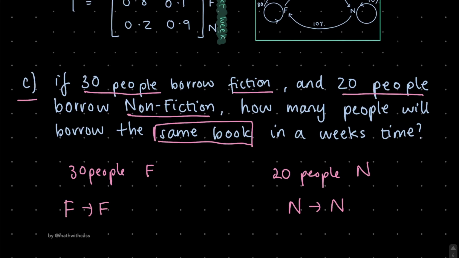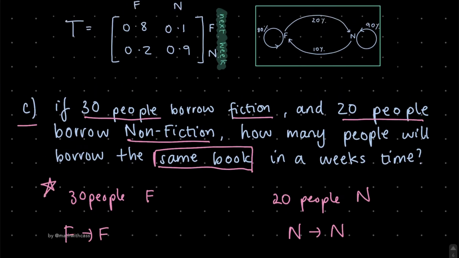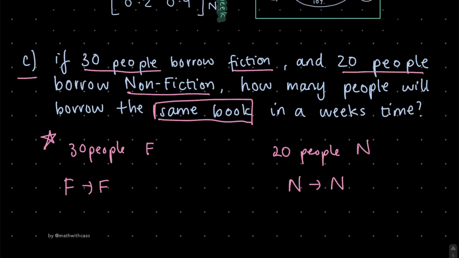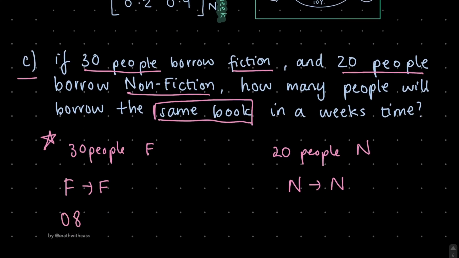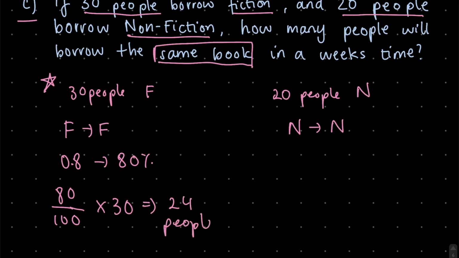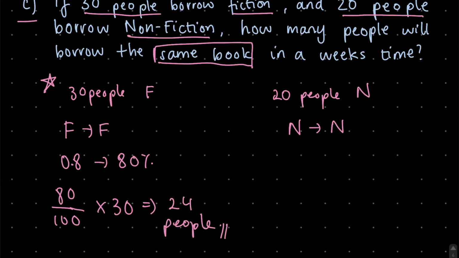So I'm going to focus on this one first, so fiction to fiction. So fiction to fiction is 0.8. So it's going to be 0.8, which is the same as 80%. You got it right. Okay, so that's 80 over 100 times 30, which comes to 24 people. Sorry, 24 people are going to borrow fiction the next week as well.